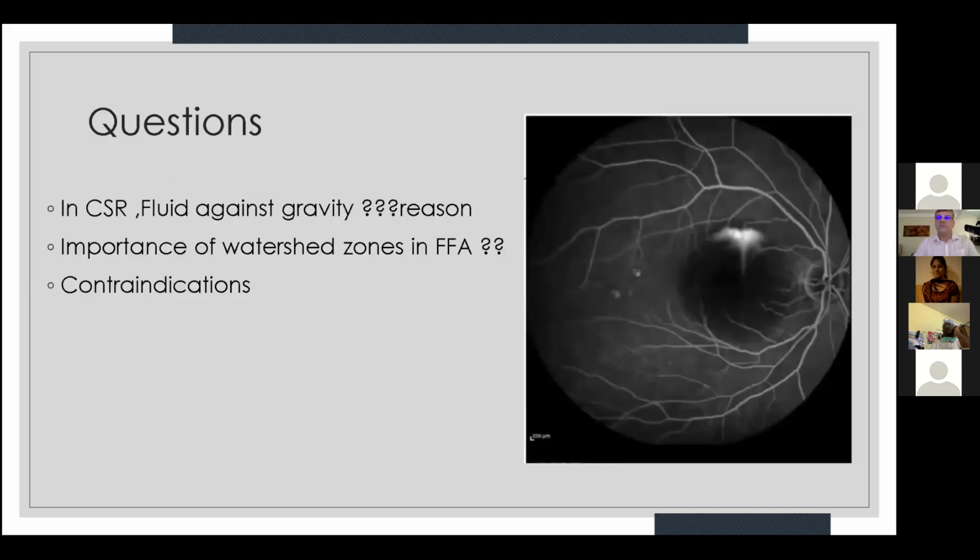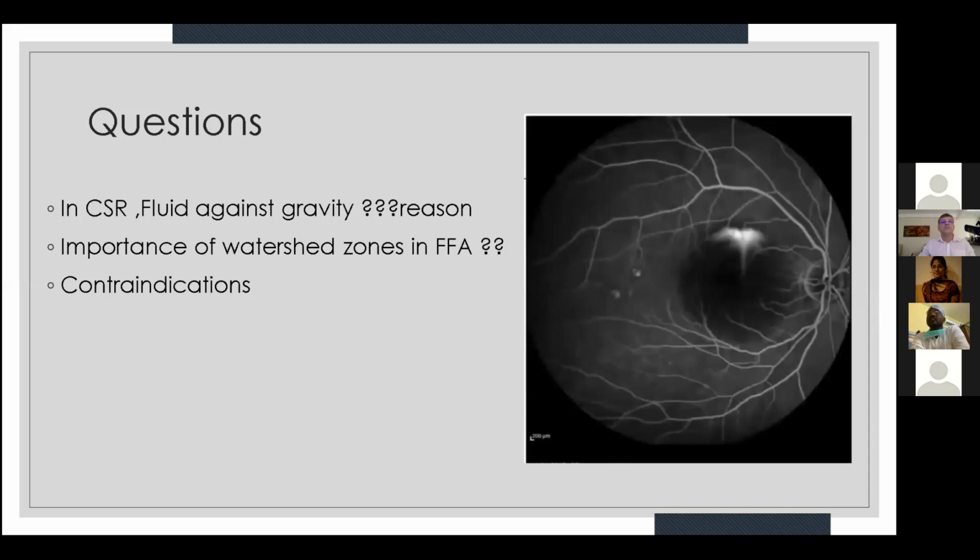So my questions to the panelists are, this is the most common question usually asked. In case of CSR, we see two patterns. One is the ink blot pattern, which is most common, and the second one is the smokestack pattern, which is going against gravity. So the most common question to the postgraduates will be, why is the dye going against gravity?